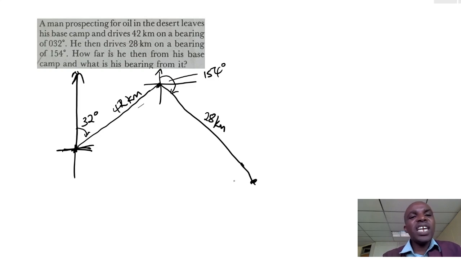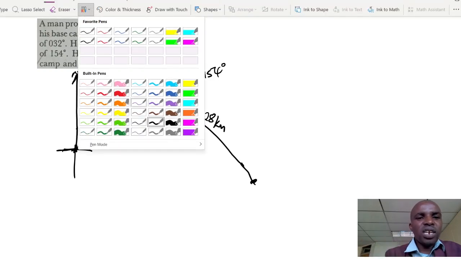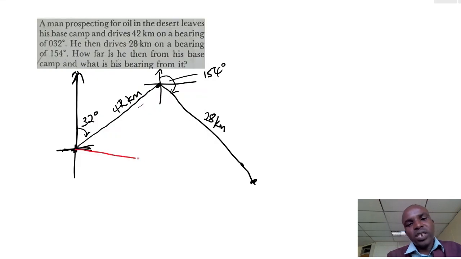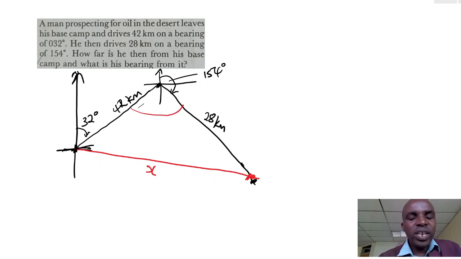Then they said, how far is he then from his base camp? I have to join the two points. So from his base camp, I have to join this point and this point. This man is here now. This is the distance x. Then what I have to do now is to find the angle. You can say there's 42 kilometers and 28 kilometers. These form the sides of a triangle. So this is the angle that I need, between 42 and 28.